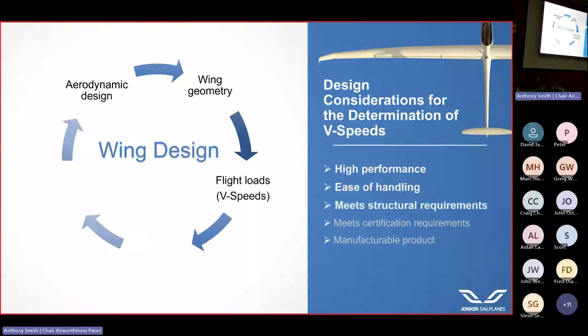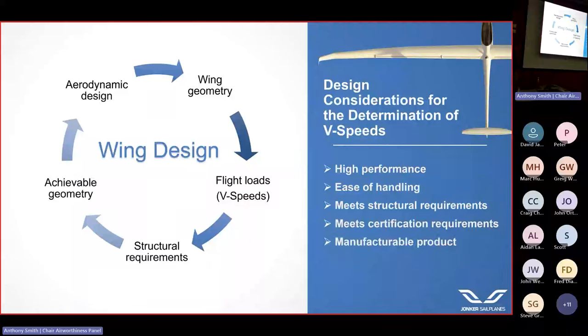After that, we look at the structural requirements and the flight loads are determined. For every single load case, we have to check that the aircraft meets the minimum requirements as specified by the certification requirements. And then obviously we have to look at what we can now achieve with the geometry that we have, the stiffnesses, for the different requirements. Will we meet the structure requirements? Will we meet the flutter requirements? Will we meet the handling requirements? And will we, with this geometry, meet our intended performance?